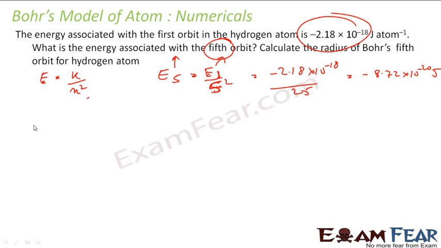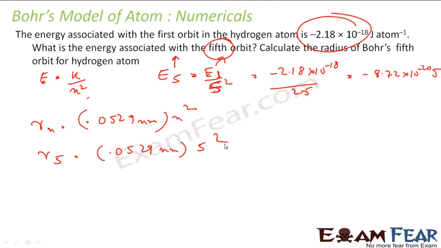Correct? And if you talk about radius, the nth orbit radius is nothing but 0.0529 nanometer into n square. So radius of the fifth orbit is nothing but 0.0529 nanometer into 5 square. We solve this, this becomes 1.3225 nanometer. That's the radius of the fifth orbit. Easy to find?